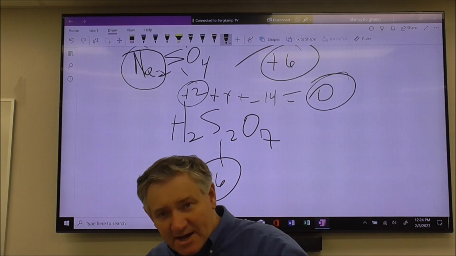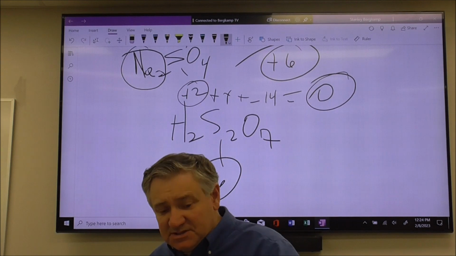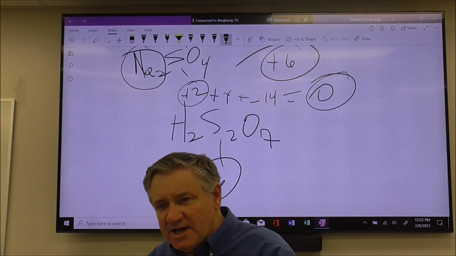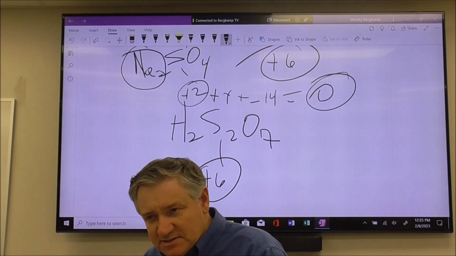Okay, so we'll go over this, but just do a little practice right now. Try and do A through J and figure out what those oxidation states are.